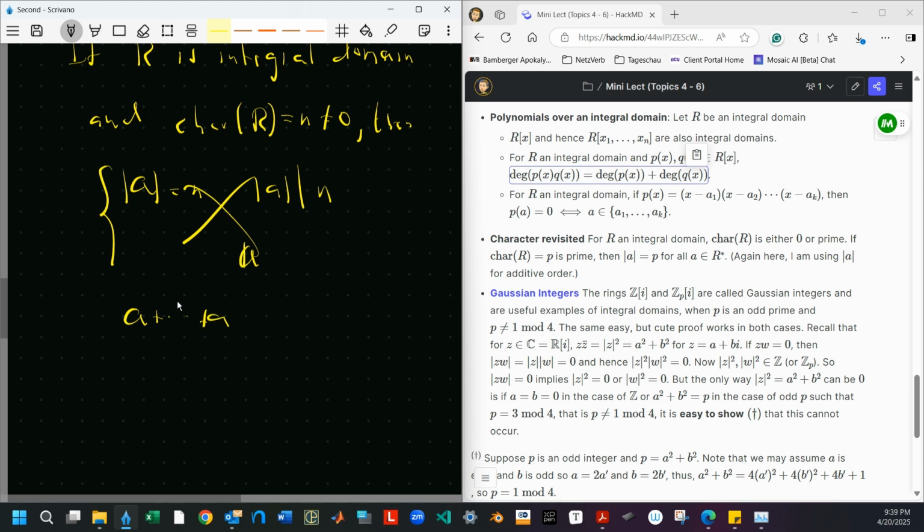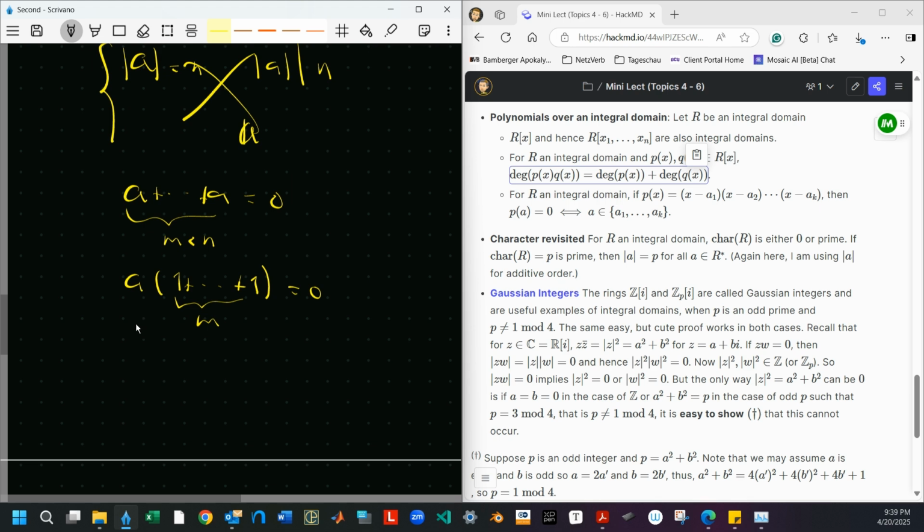Suppose we could add m many copies of a, with some m less than n, and get 0. Then we could factor out an a and get this, and there would just be m many copies of 1. This would be equal to 0. But now, since we're in an integral domain, one of these would have to be 0, and since we're assuming a is not 0, the only option would be that this is equal to 0.